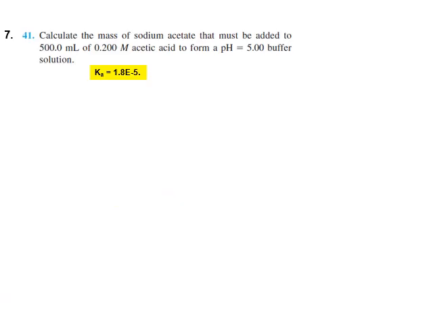All right, this one's along the same vein. Calculate the mass of the sodium acetate that must be added to 500 milliliters of 0.2 molar acetic acid to form a pH equals 5 buffer. So the HH equation says that pH equals pKa plus the log of the base over the acid. So I'll just write that out. We've got it on the next slide anyway.